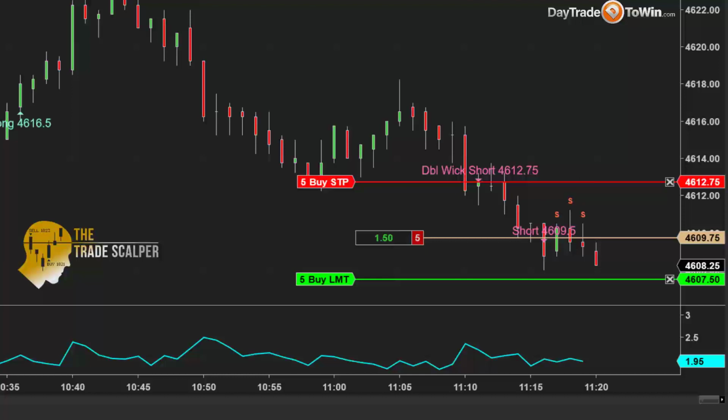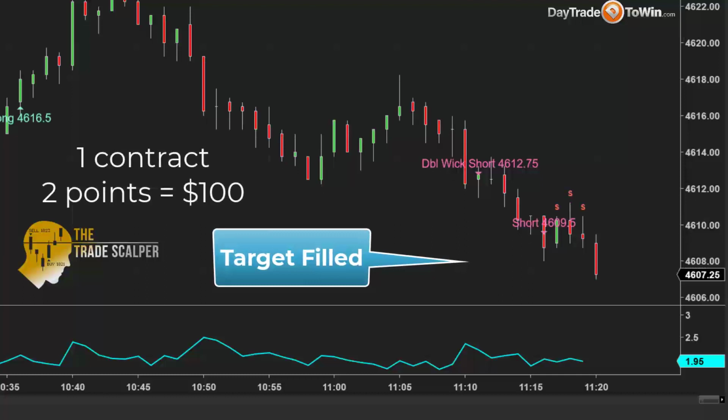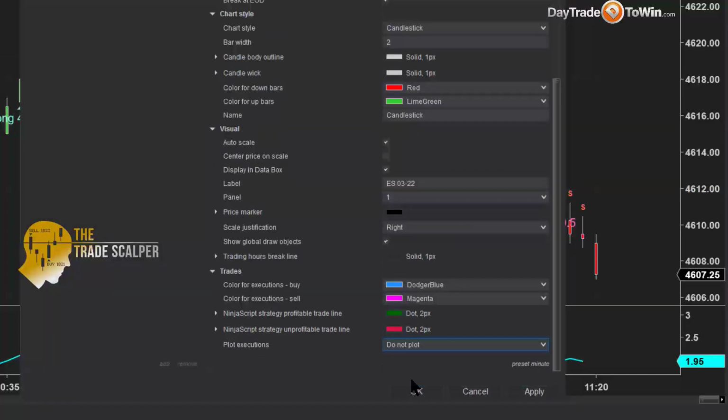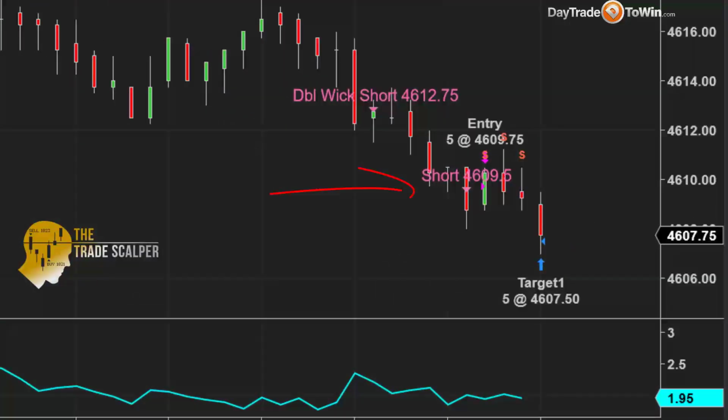If you're looking at what 2 points happens to be, it's $50 a point, or $100. So one contract would be $100. If you're looking at 5 contracts, it would be $500, and so on and so on. That's how you do the math when it comes to the E-mini S&P. This is the entry, and here is the exit.